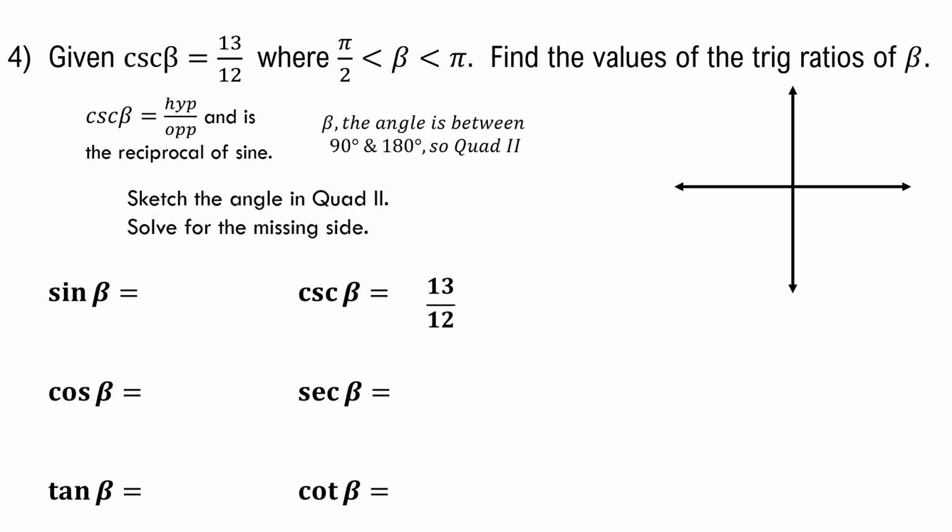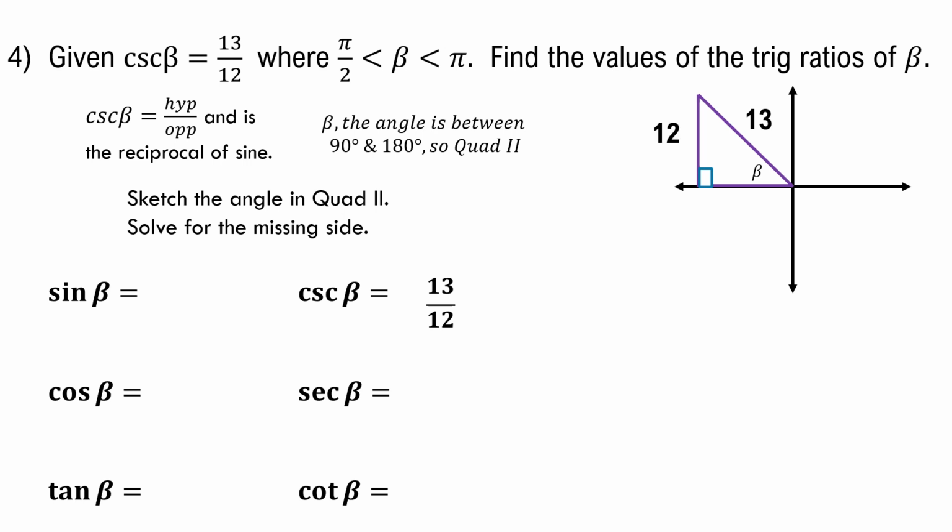Great. All right, now we are going to sketch the angle in quadrant 2 and determine the length of the missing side. So we're going to go to the left, we're going to go up, and then we're going to connect from the origin back to that point. There's our triangle. And again, for cosecant, we know that the hypotenuse is 13. We know the opposite side of the angle is 12.